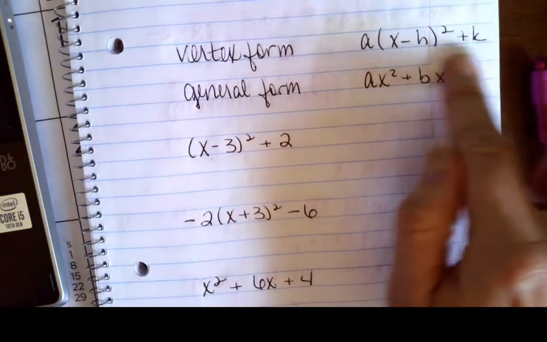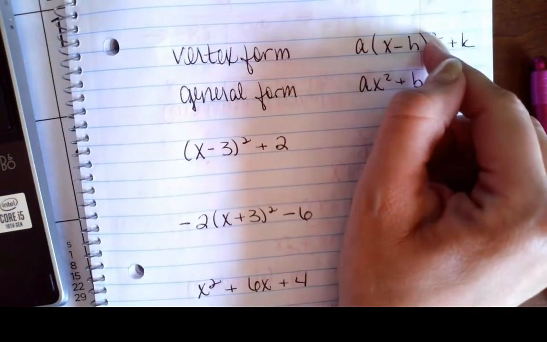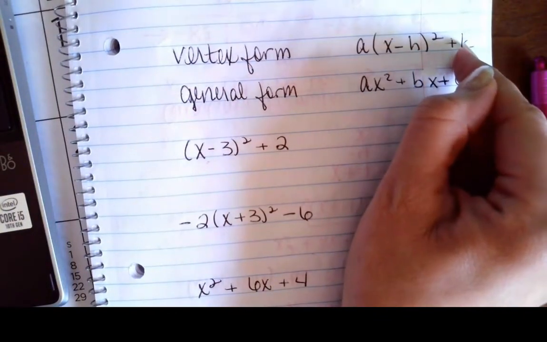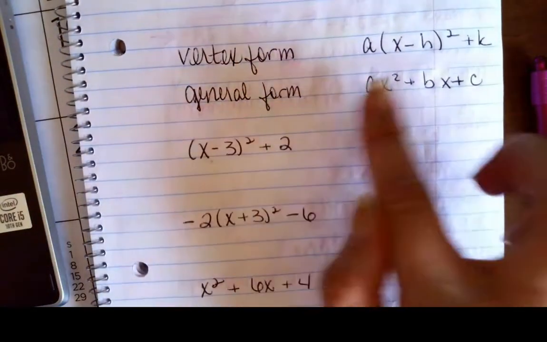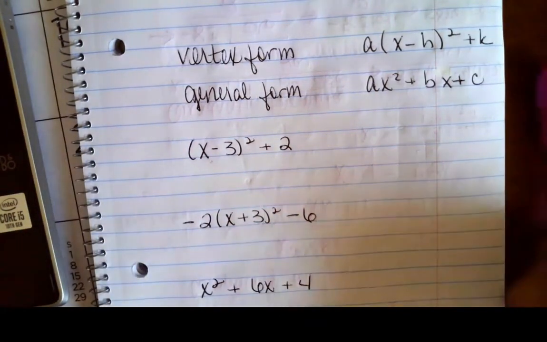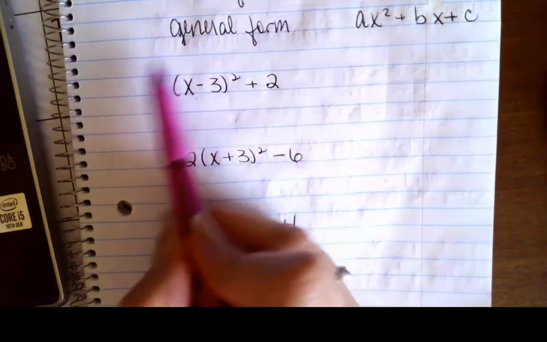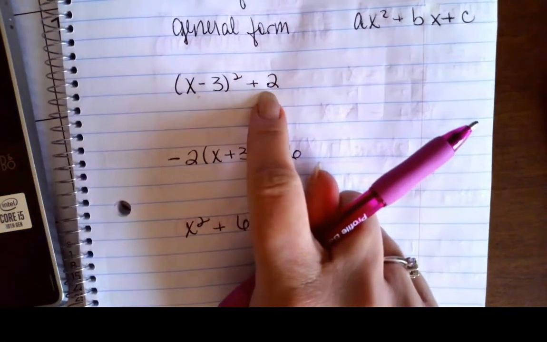So this is vertex form. What it means is that you'll have a clump squared plus or minus a number. And then general form looks just like your trinomial in descending order. Okay, you may have to organize to get into one of those two forms, but these are the forms that we're looking for. So looking at this one, what format do I have? I've got a chunk squared plus or minus a number.